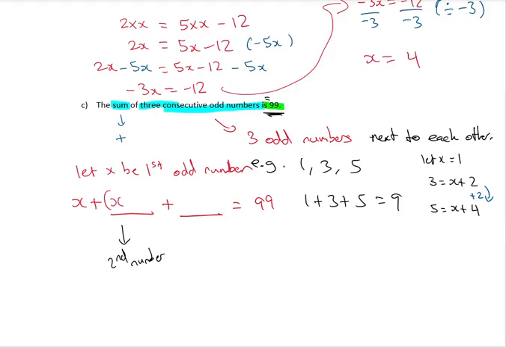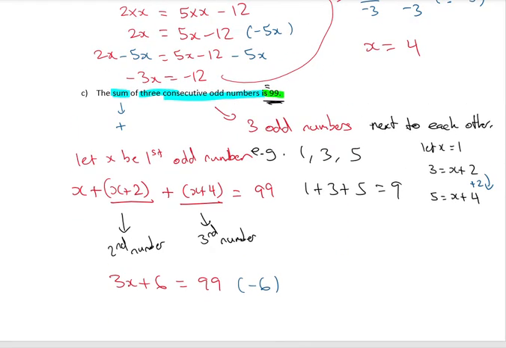So wouldn't it make sense if I see x plus 2 here and then x plus 4 here to act as the second and third number? Once I have all of that lined up in my equation, I can just solve it like normal. What I actually get is 3x plus 6 equals 99. Then if you solve like normal, you end up getting 3x equals 93.